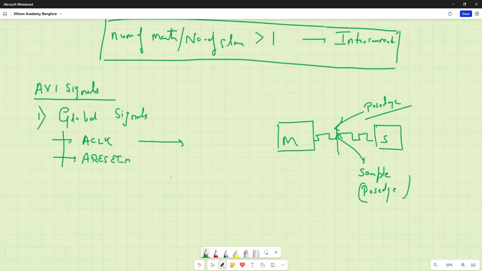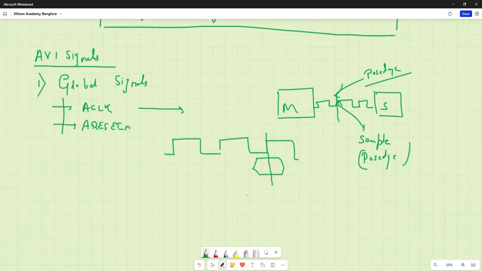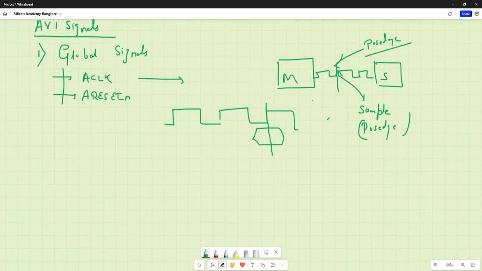In order to maintain the setup and hold time, our information should always be stable before the posedge comes, so as not to violate the setup and hold times. So this is a rule of thumb: the interaction between the master and the slave will take place only at the posedge of the clock, and the data should be stable before that.